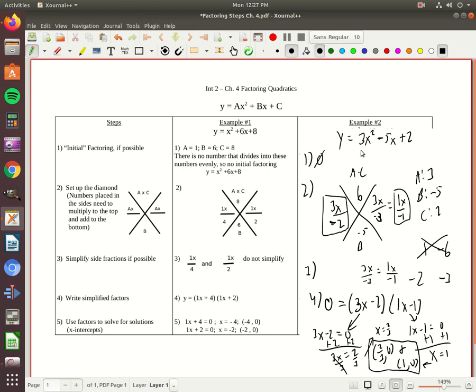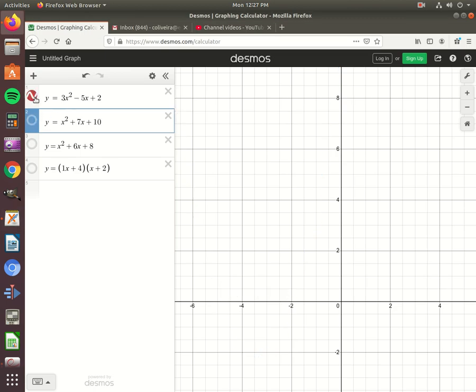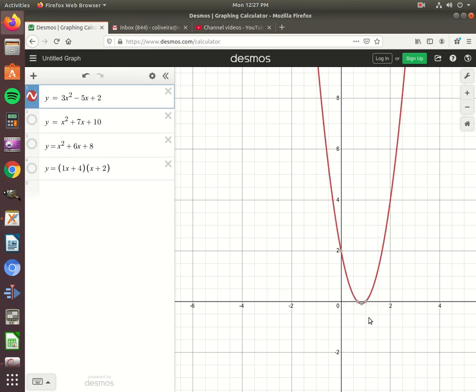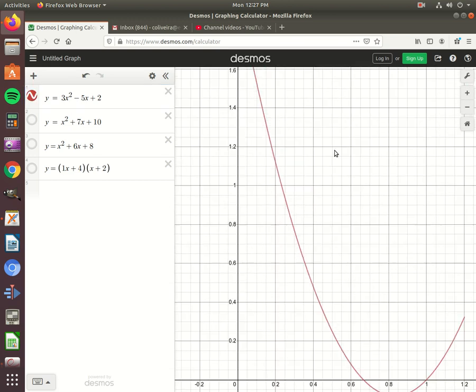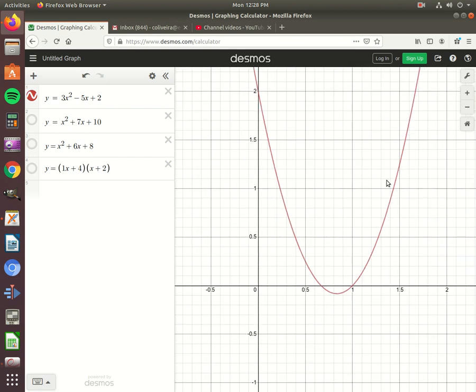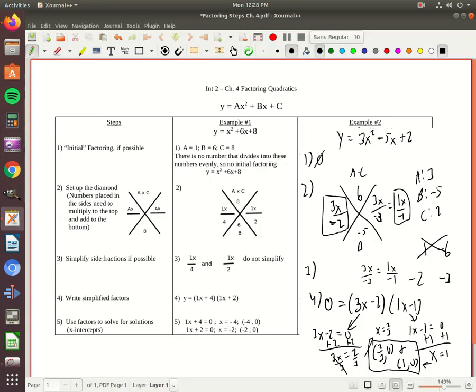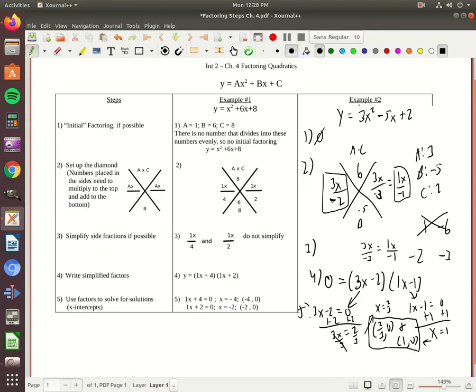So let's go graph 3x squared minus 5x plus 2, and let's see if we get x-intercepts at 2/3, 0 and 1, 0. And here we go. You can see there's one at 1, 0, and you can see there's one at 0.667, which is obviously 2/3. So that also worked as well. If I zoom in a little bit, keep zooming in. Disaster. All right, so you can see I did get those x-intercepts using that 5-step process. So we're going to practice these 5 steps over and over until we get good at them.